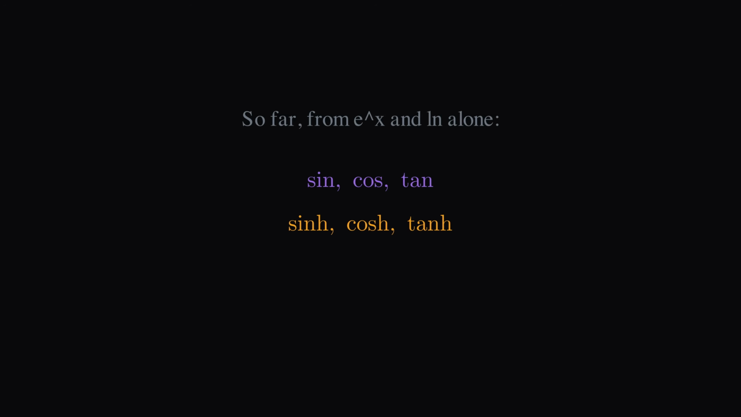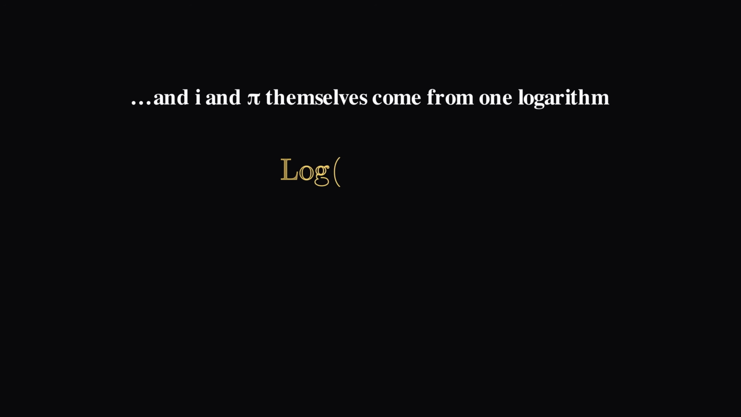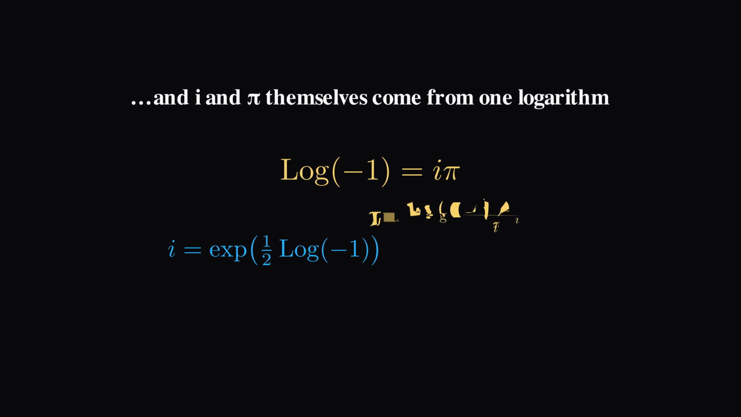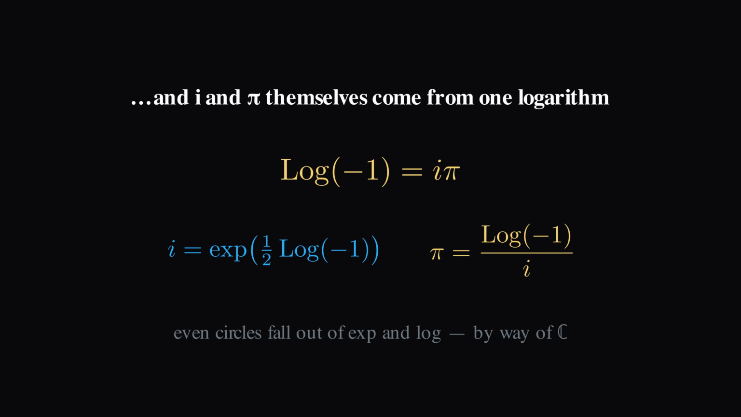The constants then, i and pi, can also be reached through complex logarithms, using, for instance, the log of -1 is equal to i pi. And so we can see through this that even circular functions are recovered from exponentials and logarithms, given that we're allowed to use the complex plane.